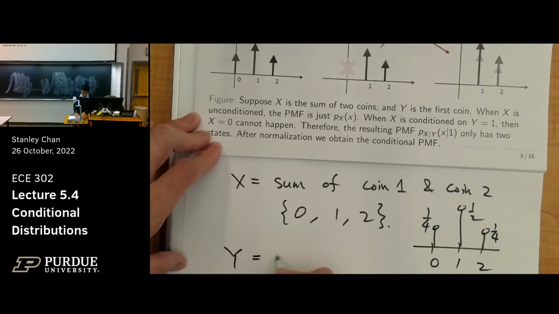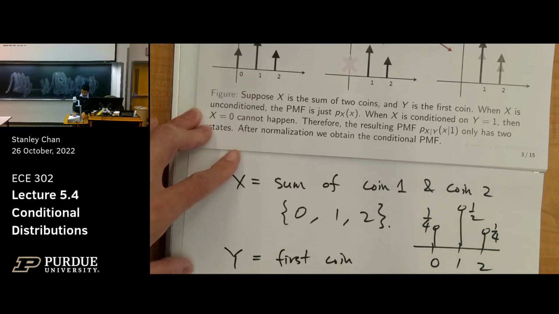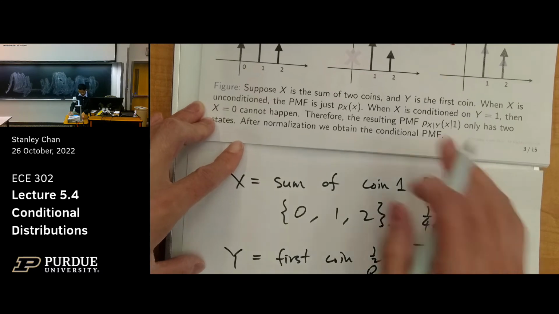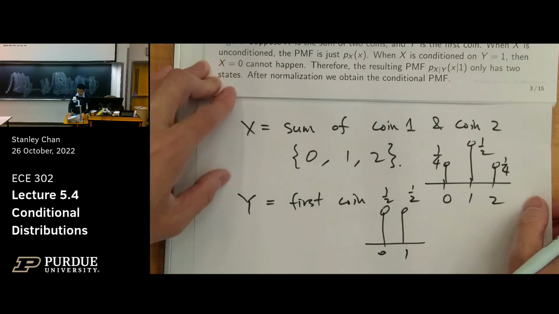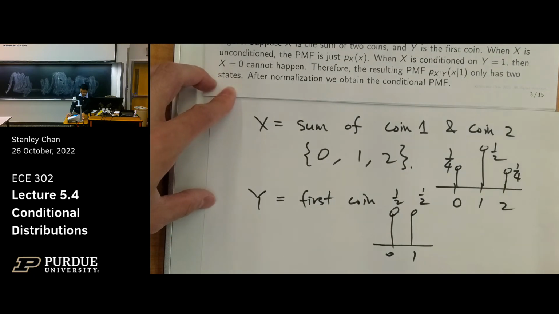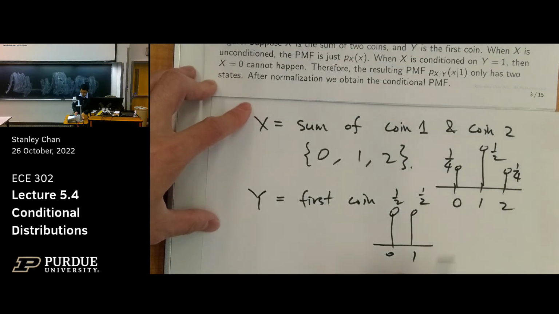Y is the first coin. So Y is just 1/2 and 1/2 for 0 and 1. So this is X and Y. Now I want to look at the PMF of X given Y. I want to look at the probability of X given Y equals 1.